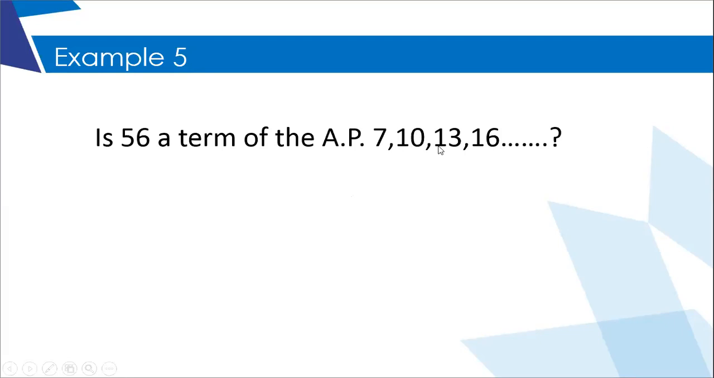Ma'am, not like that. Since the common difference is 3, the increase should be a multiple of 3. The difference should be divisible by 3. Like 7 and 13, the difference is 6, so it's divisible by 3. 7 and 16, the difference is 9, so it's divisible by 3. Similarly, the difference between 56 and 7 would be 49, which is not divisible by 3. Is that so? It works out like that.